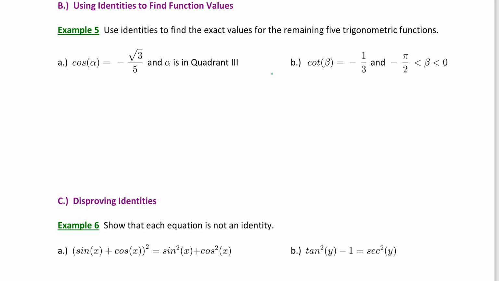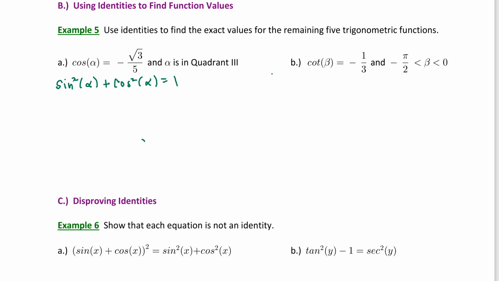Now, you could successfully answer this question using SOHCAHTOA and right triangle trigonometry, but our purpose here is to use identities. So let's derive the values of the 5 other trigonometric functions solely from the value of cosine. I'm going to begin with an identity that relates sine and cosine. Our fundamental Pythagorean identity says sine squared of alpha plus cosine squared of alpha equals 1.